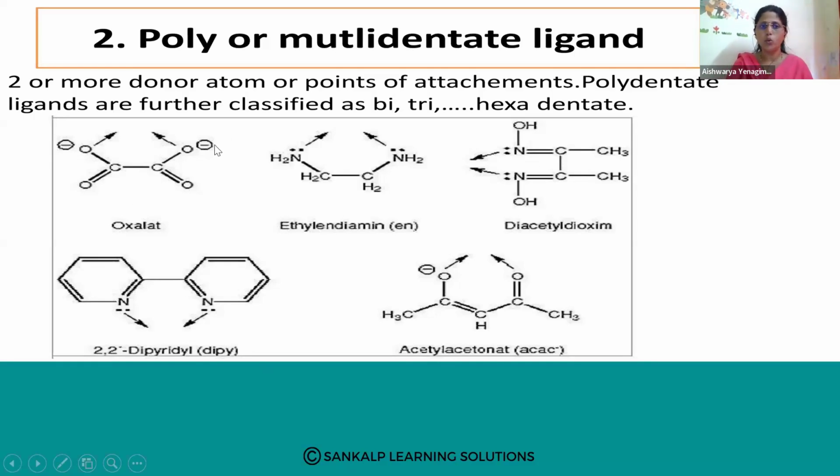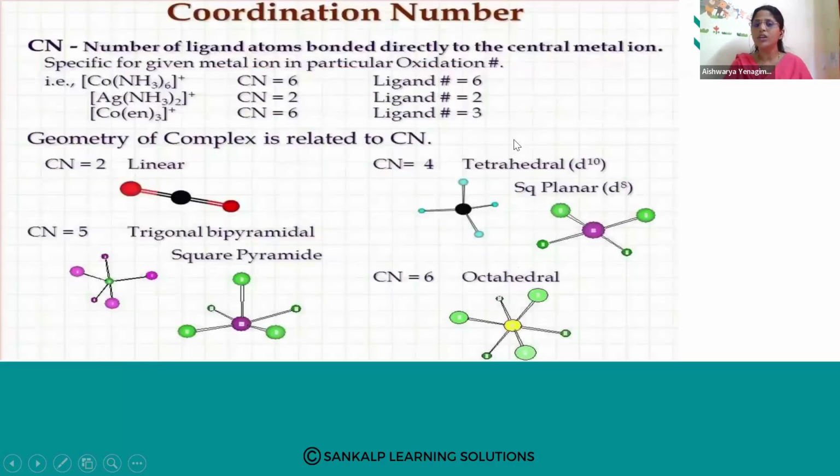Oxalate. You can see here it is having two donor atoms, therefore it is a bidentate ligand. Ethylene diamine, EN. This is having two donor atom sites, therefore it is also a bidentate ligand. Diacetylene dioxane. It is also having two donor atoms, bidentate ligand. Here 2,2 dipyridyl. This is also having two donor atoms, bidentate, and here also acetyl acetonate, bidentate ligand. So these are examples.